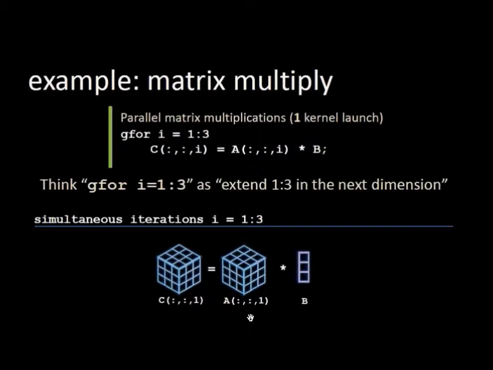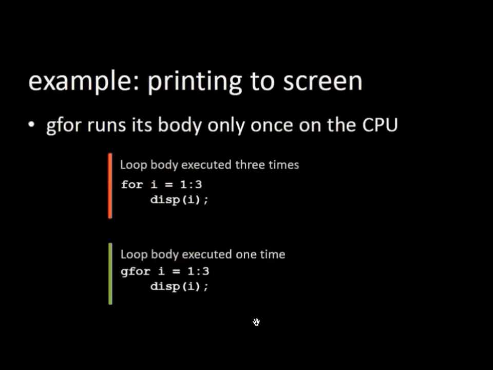gfor automatically takes the body of the loop and vectorizes it so that you can do one big data chunk for all iterations getting processed at every step of that body of the for loop as one big data set. So gfor runs the body only once on the CPU. Again, it constructs a larger data set of all the data required for all iterations and crunches it in 1 pass of the body.